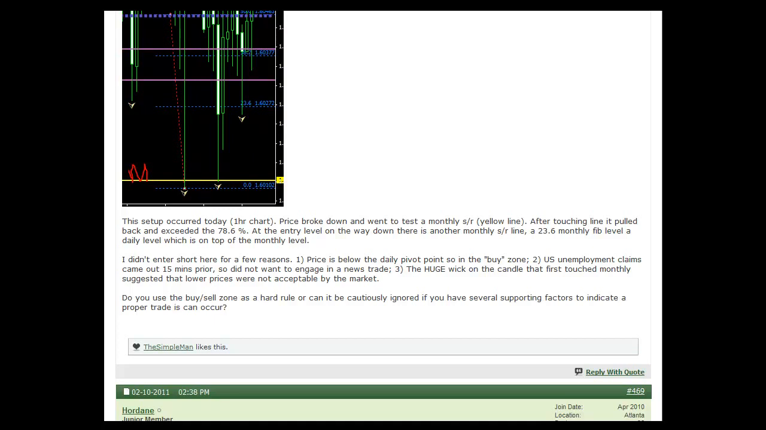I don't use buy and sell zones as a hard rule now. In fact, I'll flip them. A buy zone may become a sell zone, and vice versa.